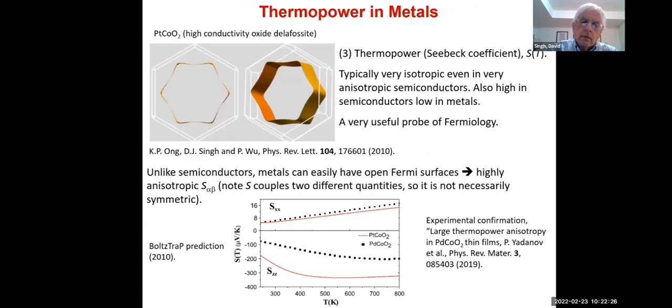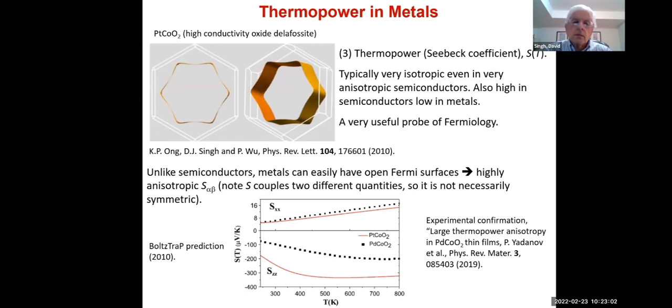Finally, in metals, people often don't think about thermal power, but thermal power is actually a very useful probe of the Fermi surface of metals as well. This is the Fermi surface of platinum cobalt oxide. It's a very high conductivity delafossite material, and it's very two-dimensional. It means that the conductivity is extremely anisotropic. I talked about anisotropy of the conductivity a couple of slides back. This material has an extremely high anisotropy, but it depends on energy.